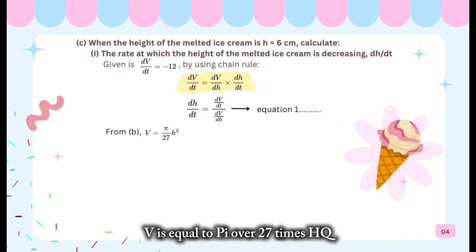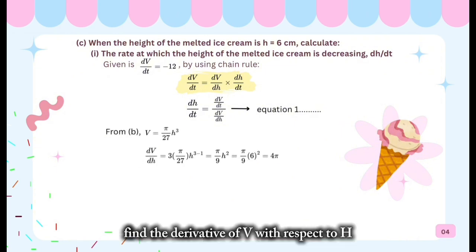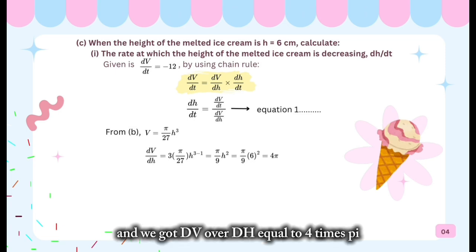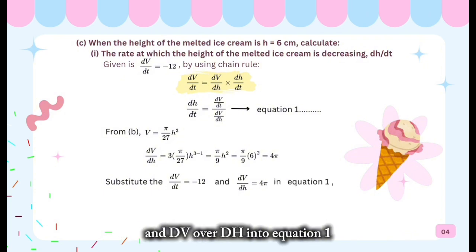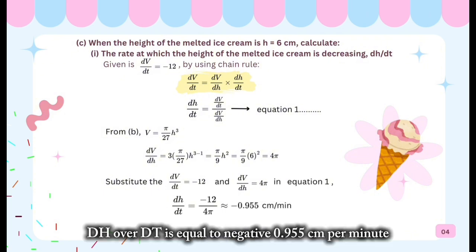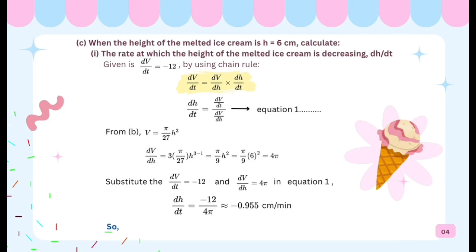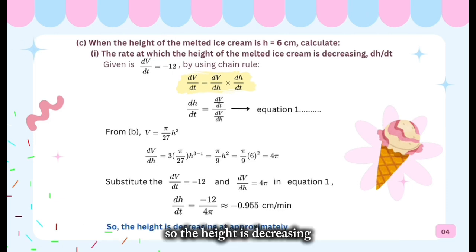From B, V is equal to pi over 27 times h cubed. Find the derivative of V with respect to h, and we get dV over dh equal to 4 times pi. Then substitute the value of dV over dt and dV over dh into equation 1. Then dh over dt is equal to negative 0.955 cm per minute. So, the height is decreasing at approximately 0.955 cm per minute.